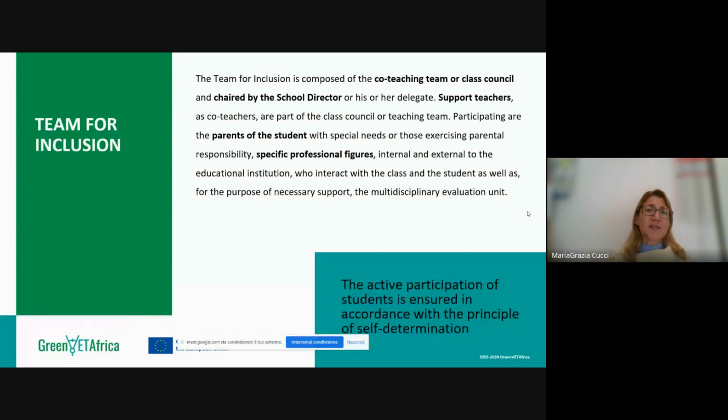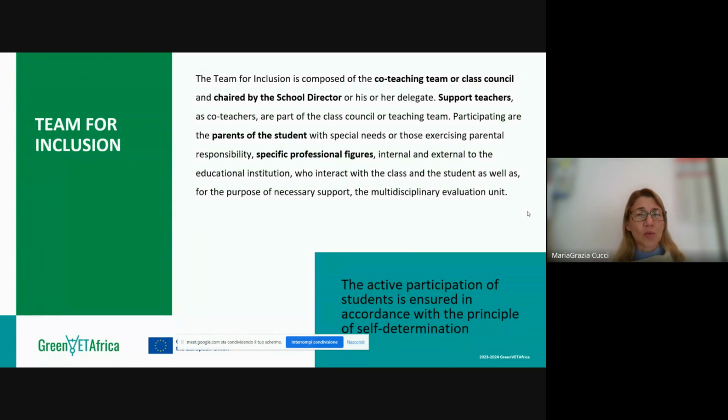The support teachers are very important, and we know that their presence in the class is a great help for us while we are doing lessons, because they can manage the specific situation and give all the class the opportunity to attend in the best way.